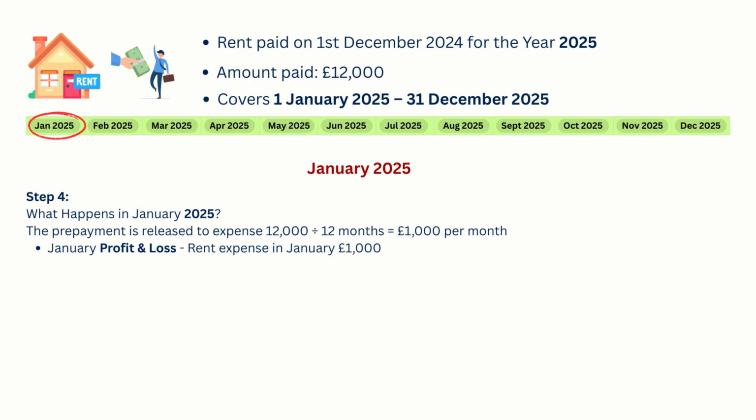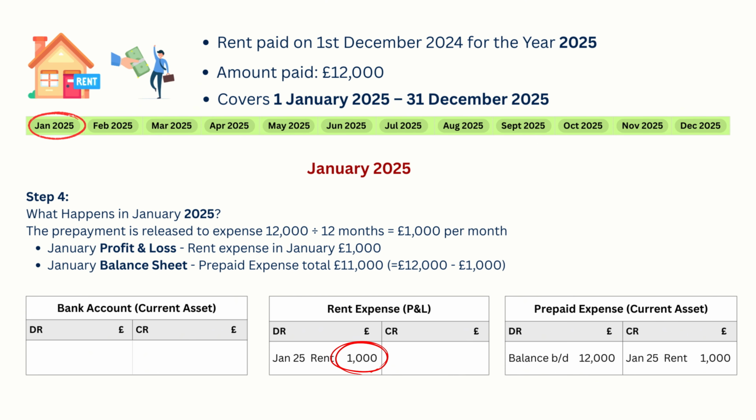Now we move into January 2025. In January, the business uses 1 month of rent. That 1 month costs £1,000. From an accounting point of view, this means two things happen. First, in the profit and loss account, we recognise a rent expense of £1,000 because that is the amount of benefit used during January. Second, in the balance sheet, the prepayment is reduced.